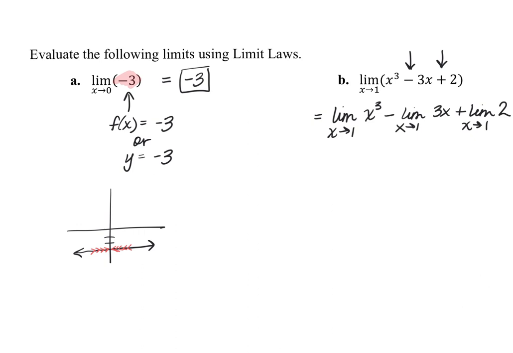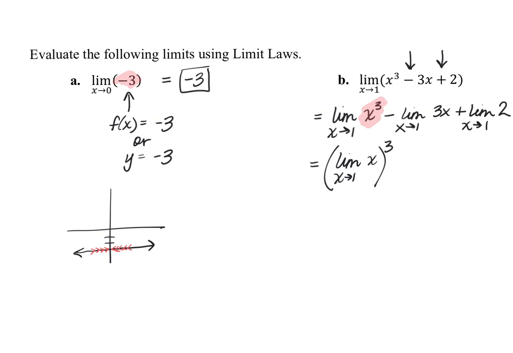Then this first limit, you'll notice, is the limit of x cubed. And there are 2 different ways of handling this. One way is to use our power law, since we have x raised to the power of 3. So we could rewrite this as the limit as x approaches 1 of x, compute that limit, and then raise the result to the power of 3. We'll look at the other way of evaluating this first limit in just a few seconds.